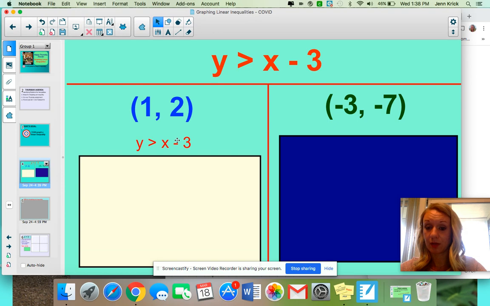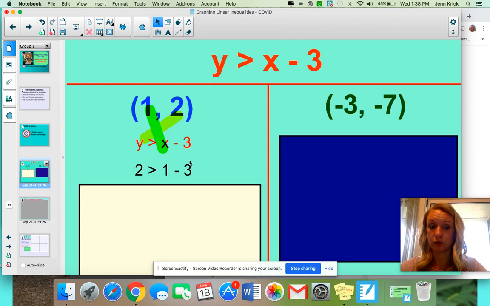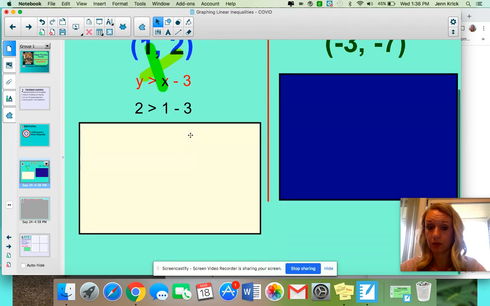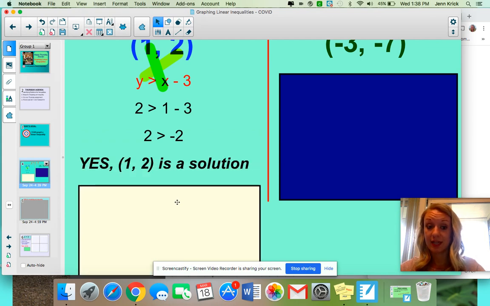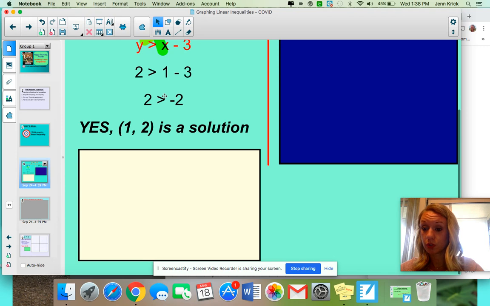So if I rewrite my original, remember that you can plug this in. So your 2 would go for your y, and then your 1 would go in for x, because you know coordinate pairs are x, y. And let's see if that makes it true. So we have 2 is greater than 1 minus 3. Is 2 greater than negative 2? The answer is yes. So because it is greater, and this is true, that means that (1, 2) is a solution for the inequality.